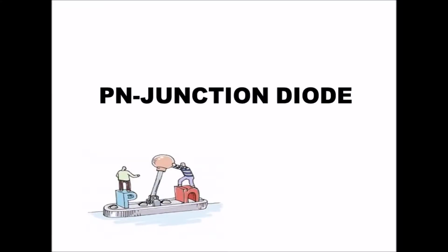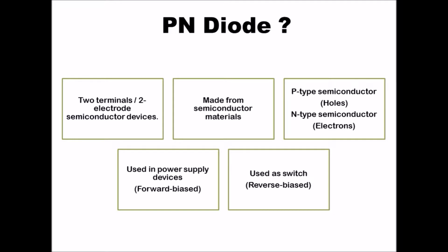Today I want to talk about PN junction diode. What is PN junction? PN diode is a type of semiconductor diode based upon the PN junction. The diode conducts current in only one direction. PN junction has two terminals, electrodes, semiconductor devices, which are P-type and N-type. It is made from semiconductor materials.